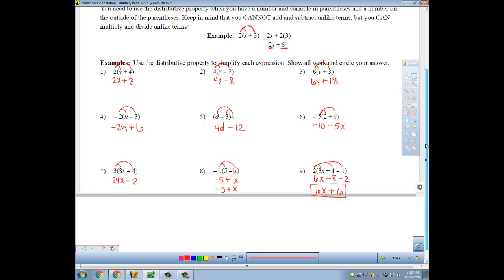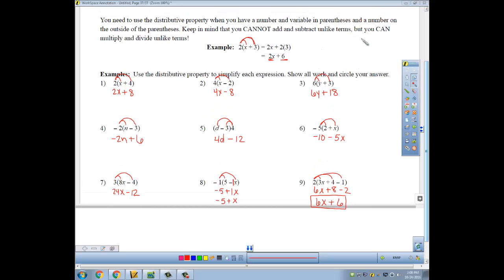Now, I'm going to write another example up here, more like some of the ones that you'll see on your homework. So let's say 2 times 5x minus 1, minus 3x. So when I solve this one, I'm going to start out the same way. 2 times 5x is 10x. 2 times negative 1 is negative 2. But do not do 2 times this negative 3x. Since this 3x is not in parentheses, it's not going to get multiplied by this 2. So we're just going to bring it down.